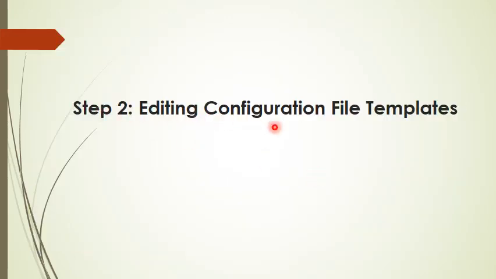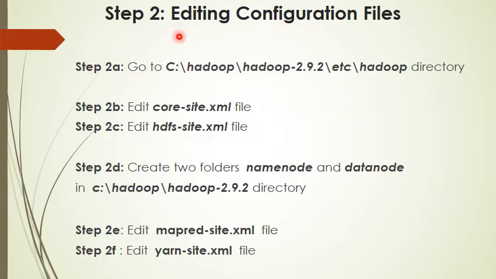Step 2, editing configuration file templates. It is for these changes we have installed Notepad++ on our system. Editing configuration files, step 2a. Go to the c/hadoop/hadoop-2.9.2/etc directory. 2b will modify these couple of files here, core-site.xml and hdfs-site.xml, and we will also create two folders, name node and data node, which are very relevant in the case of Hadoop installation. Step 2e, mapred-site.xml file, we will make some changes in that, and edit the yarn-site.xml files. Let's go one by one.